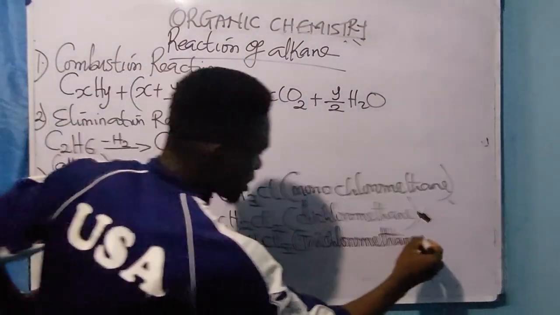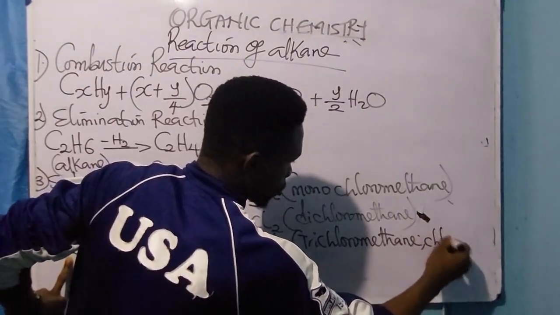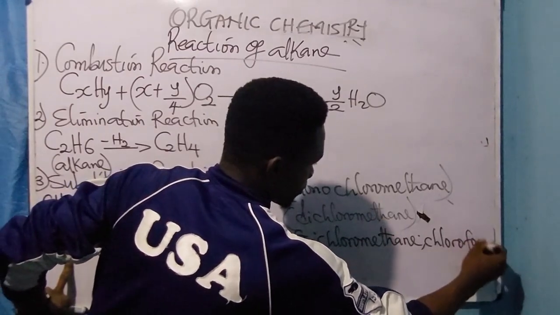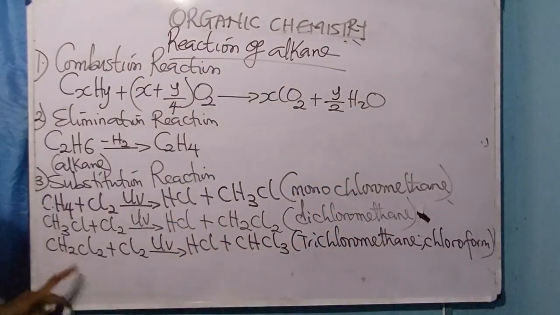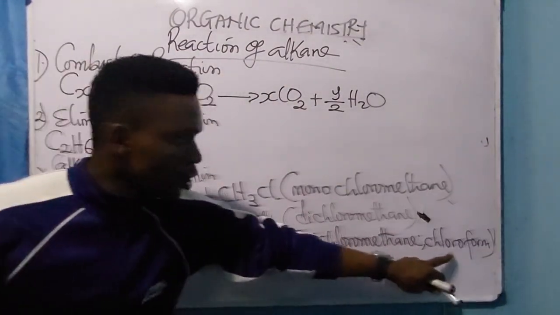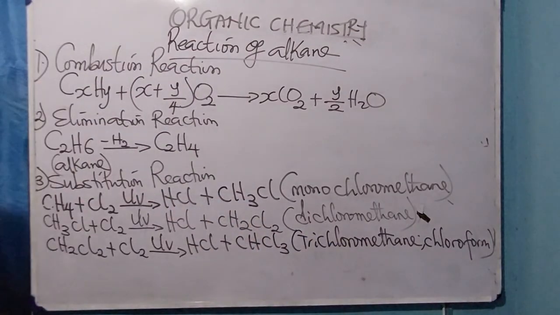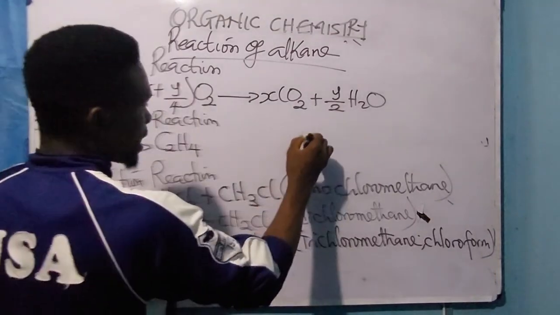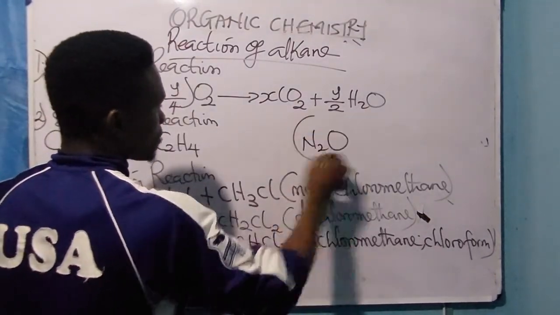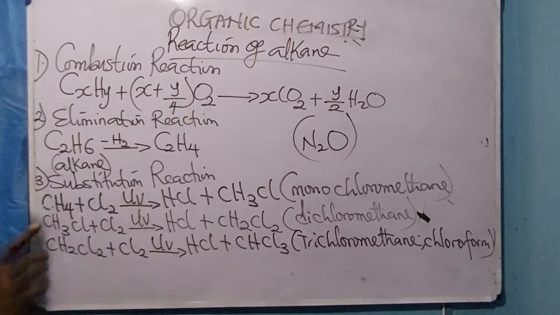trichloromethane. And please, it is also called chloroform. Please take note, another name for trichloromethane is called what? Chloroform. And it is used as an anesthetic during surgical activities. But they no longer use it anymore because it's poisonous. Therefore, they now use what? Dinitrogen monoxide, alright, laughing gas instead. So please take note of that.